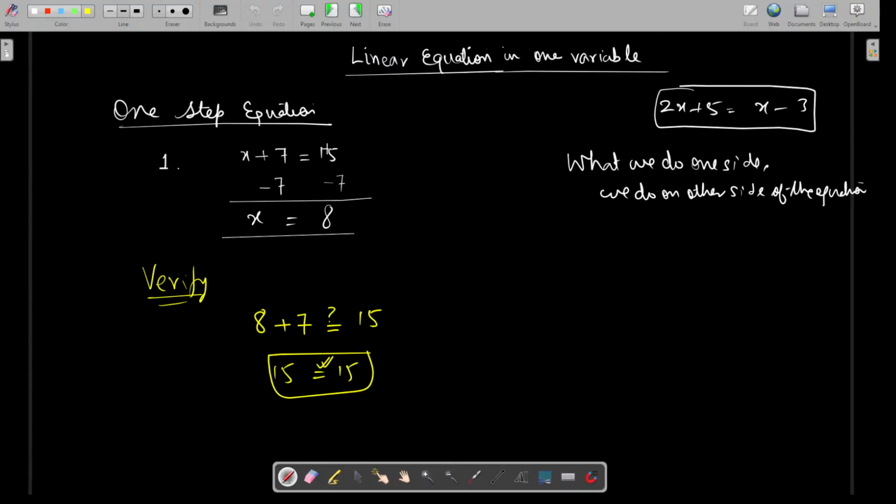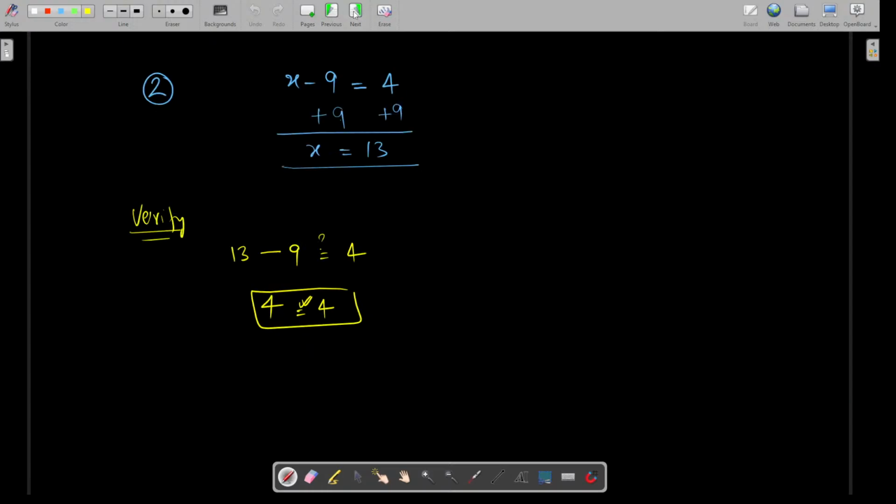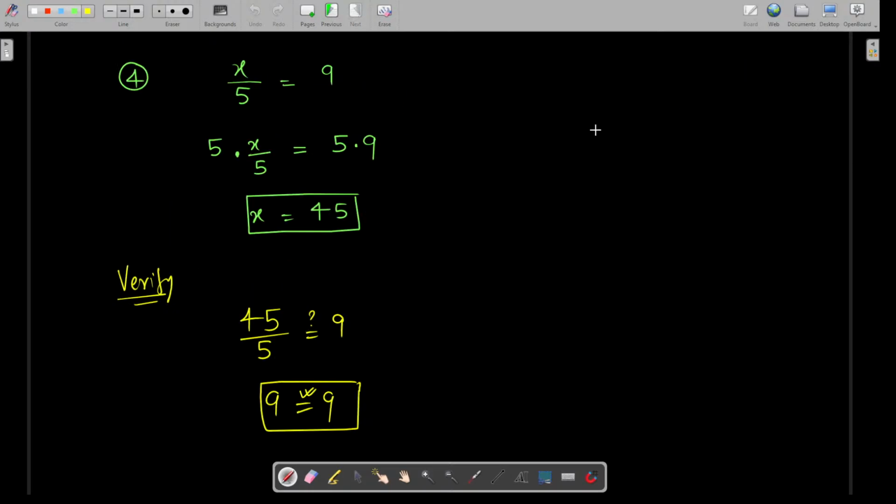two-step equations, okay? Let's do a two-step equation. Before we move to the two-step equation, there are two questions from the same topic that I want you to solve on your own. One is x plus negative 8 equals, let's say, 13, and another question I want you to solve is x minus negative 5 equals 20. Try to do these two equations, and let me know if you have any difficulty.